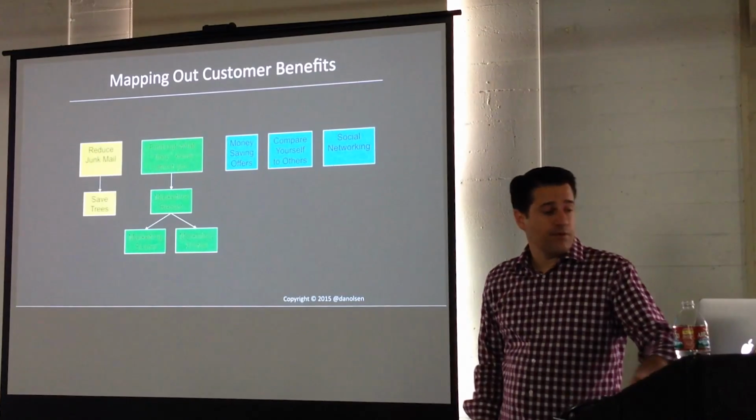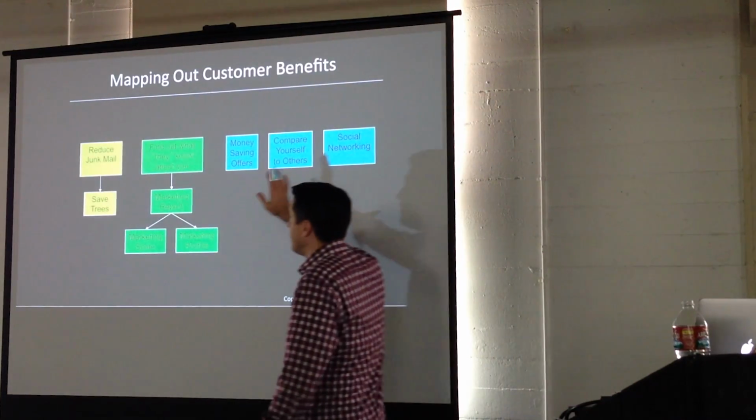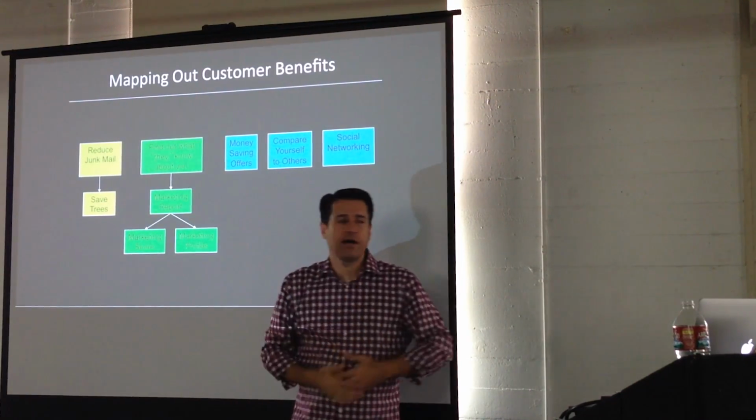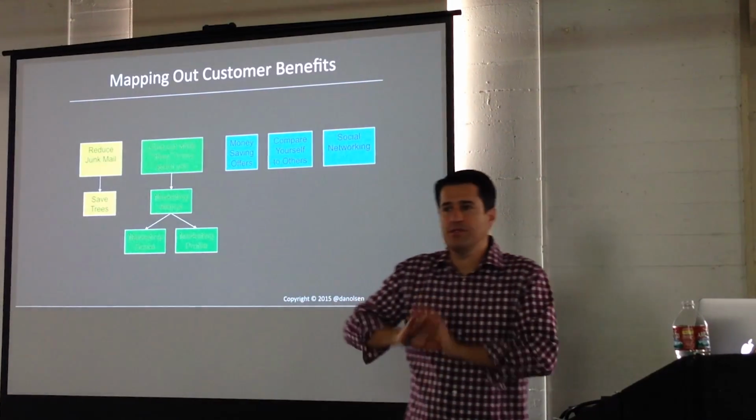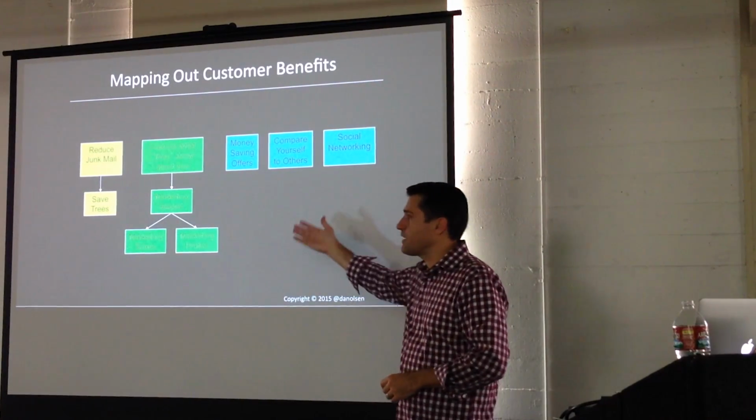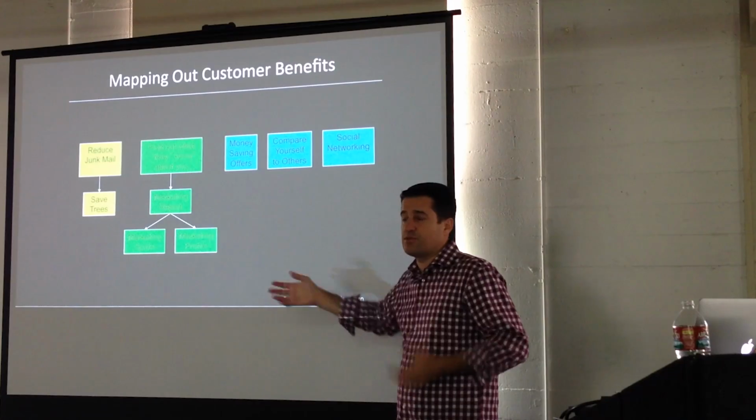And then the other executive was not focused on that. He was more focused on, hey, I just want to reduce the junk mail. I get a lot of junk mail. I just want to block it or reduce it. And we brainstormed a secondary benefit of saving trees, which was the green method.